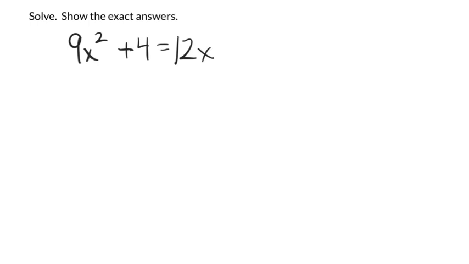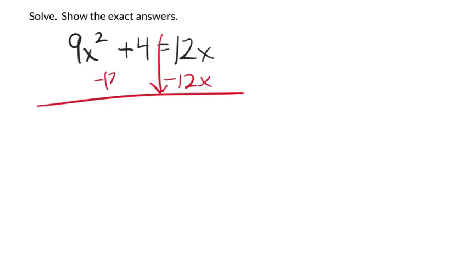Okay, for this problem, what we need is to solve this, and we see we got a 9x squared plus 4 right here. I don't want to square root both sides. That'd be kind of garbage. And so what I'm going to do is take that 12x and subtract it from both sides, zeroing it out. And to make this look like a quadratic, I'm going to put it right in between the 9x squared and the 4.